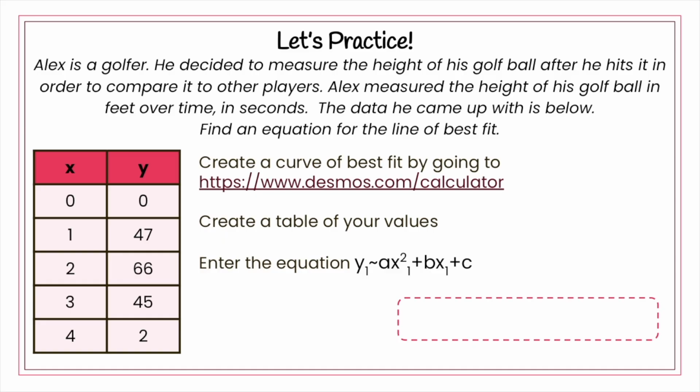Alex measured the height of his golf ball in feet over time in seconds, and the data he came up with is below. Find an equation for the line of best fit, or in this case, a curve of best fit. So we're going to create the curve of best fit by using our Desmos calculator. We're going to create a table of values, and then we're going to enter the equation y approximately ax squared plus bx plus c. So let's do that now.